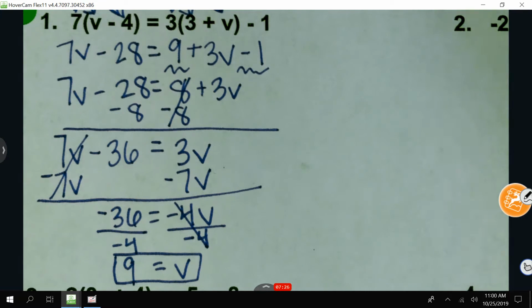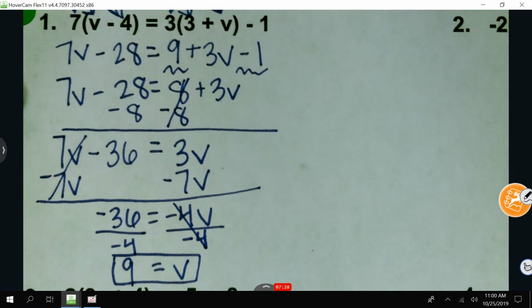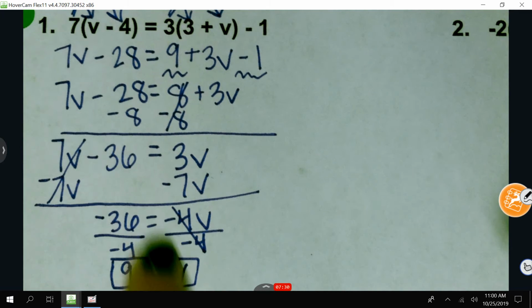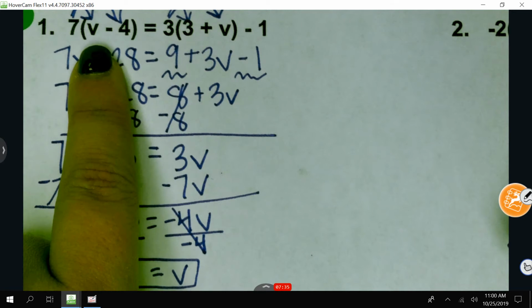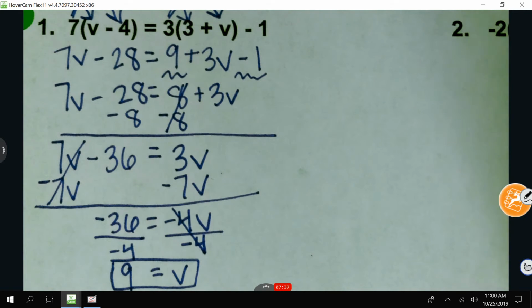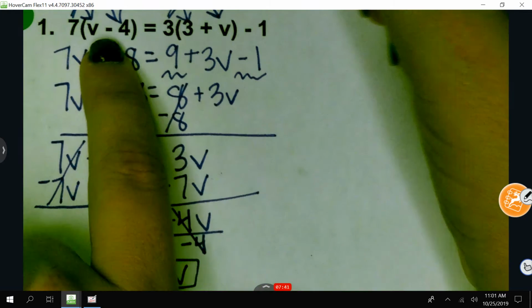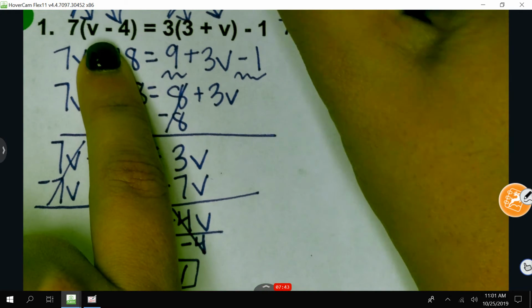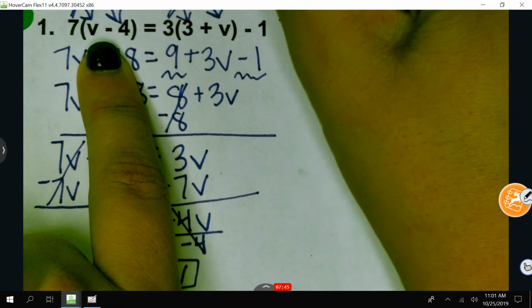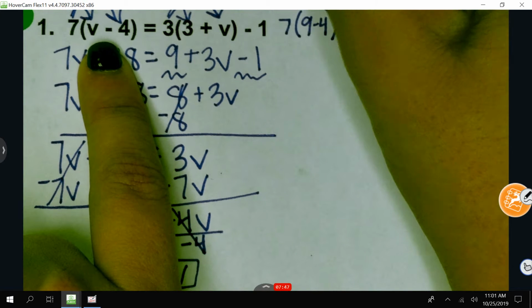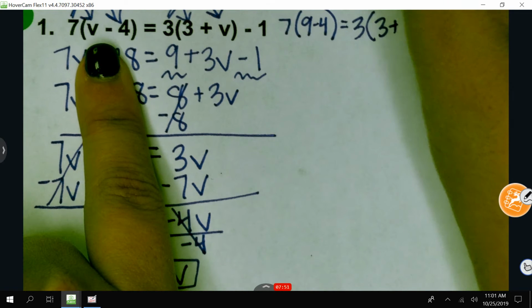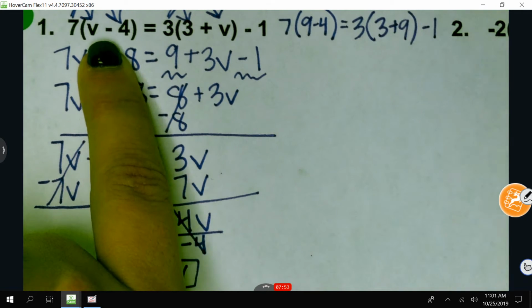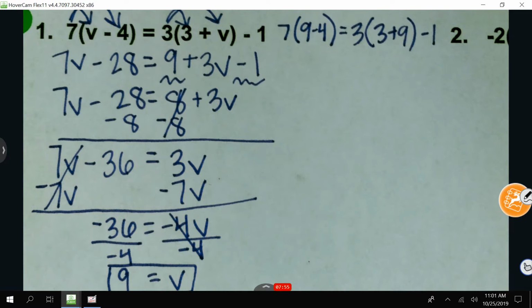You plug in the v, the 9, right? 9 for v. Am I going to plug it into this equation? No. I'm going back to my original equation, and you're going to plug it into the equation you started with. So that means I will have 7 times 9 minus 4 equals 3 times 3 plus 9 minus 1. So all I did is I just plugged that 9 in for v.